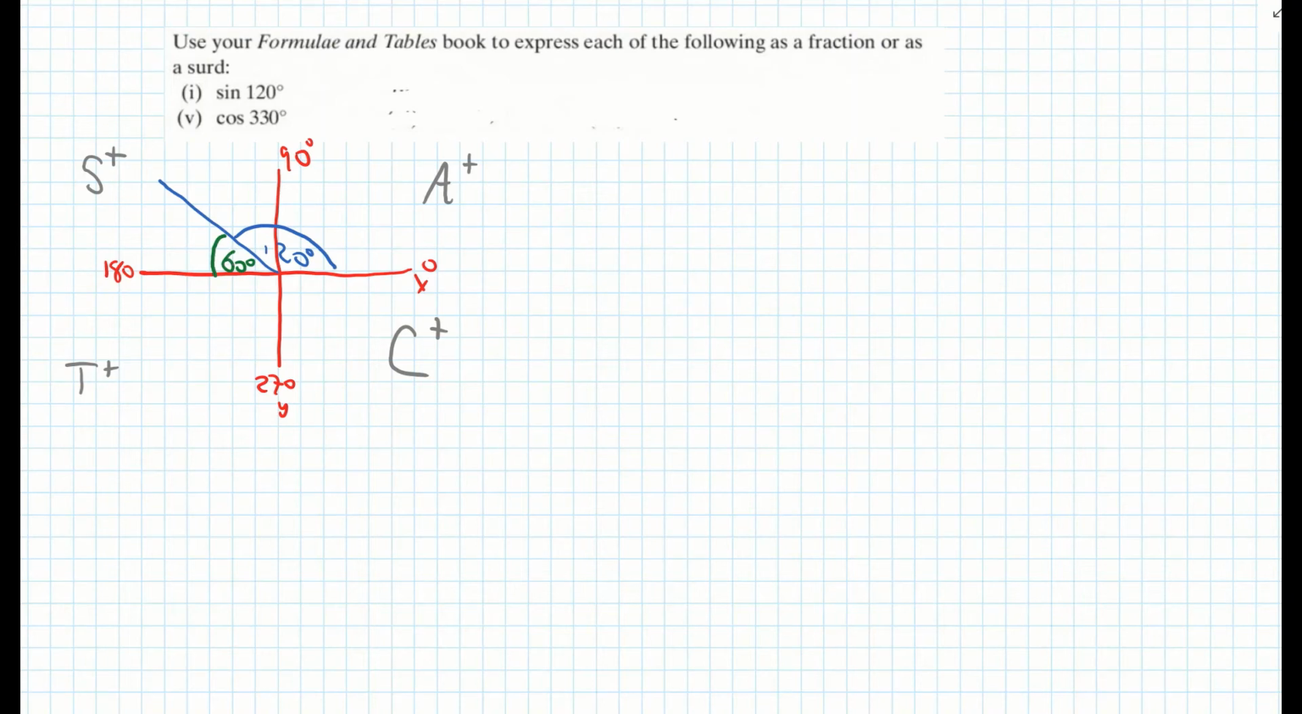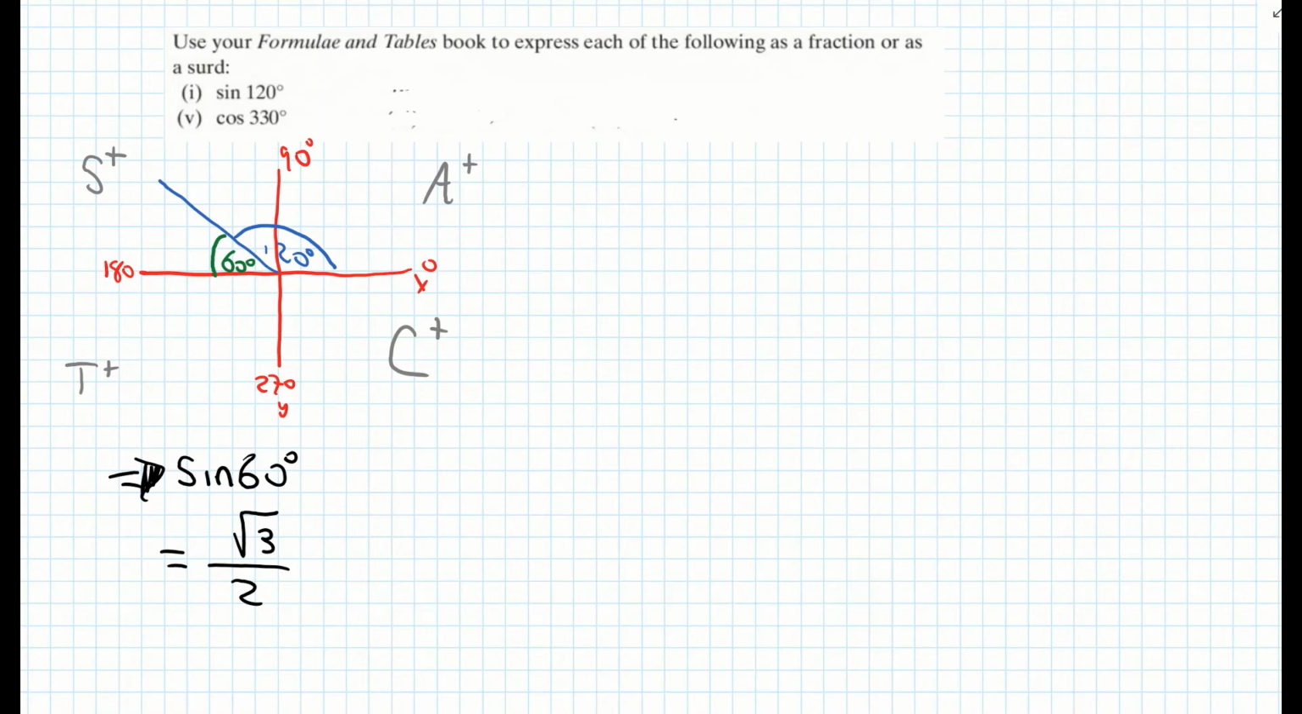So I now go to my log tables and I'm basically going to find the value of sine 60 degrees. And in my log tables, on page 13, sine of 60 degrees is giving me an answer of root 3 over 2. You can check that answer by typing in sine 120 on your calculator, and it should be the same as sine 60. So they're both giving you the same answer.